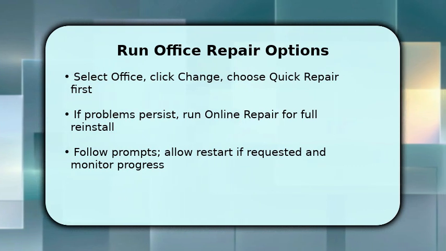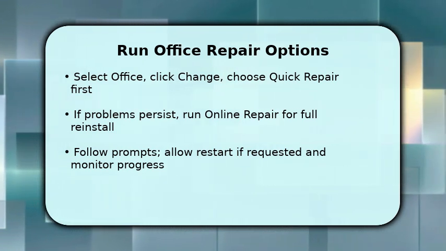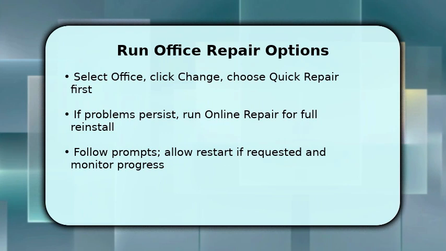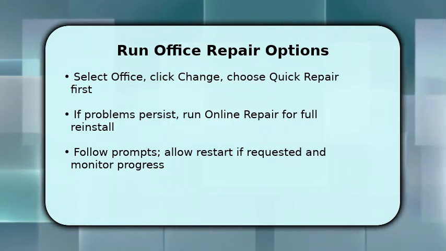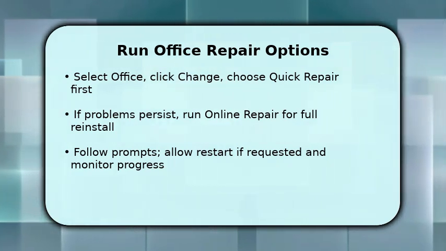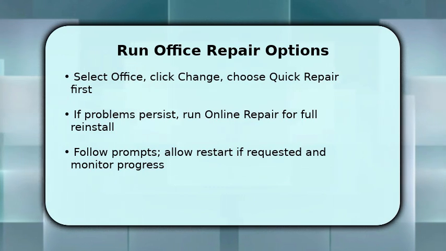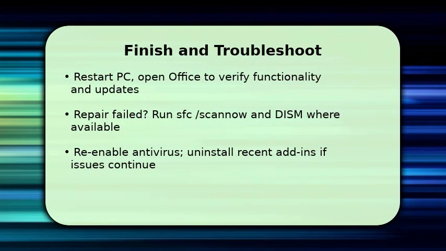Make sure to follow on-screen prompts closely and keep your Windows user account with admin rights handy. Once the repair runs, monitor progress and do not interrupt. These steps replace damaged components and restore functionality. After repair completes, restart the PC and open Office apps to confirm everything loads and updates.